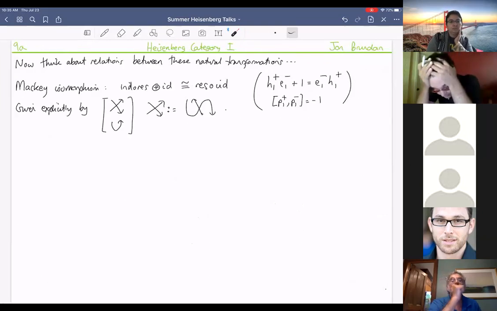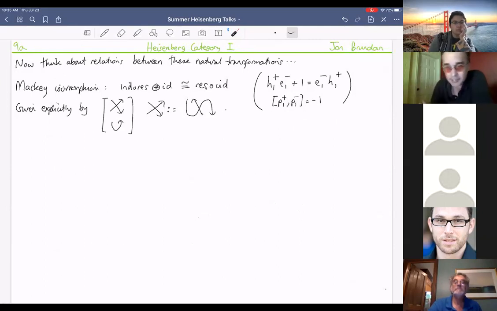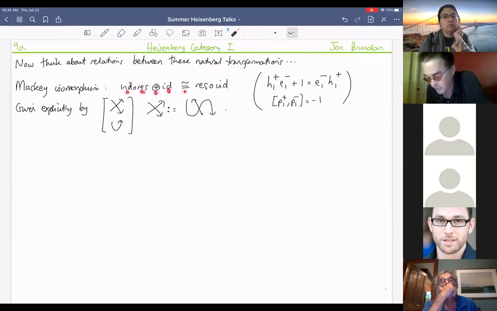So those are sort of the obvious candidates for endofunctors and natural transformations that we've got acting on Sym. And then to discover this Heisenberg category, you just think about what are the relations between these natural transformations. And really the most important one is the Mackey isomorphism. So this is the isomorphism between induction restriction, direct sum the identity functor, and restriction induction.